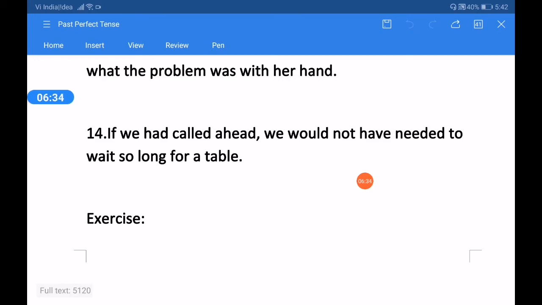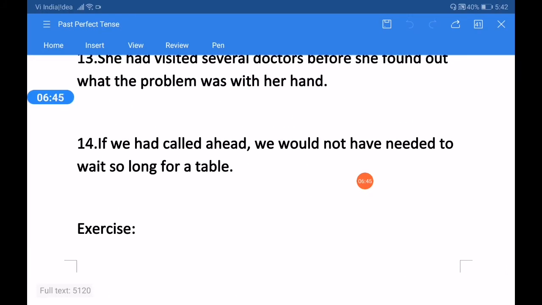So, dear students, these are the different examples of past perfect tense. And I would like to say that in negative sentences, after had, you have to place the adverb not or never. And in interrogative sentences, you can write had in the beginning. And if there is a question word, first of all the question word, what, why, where, then had, then subject, and after that past participle, and finally object with question mark.